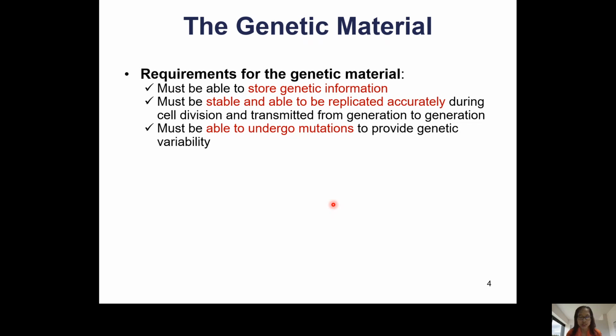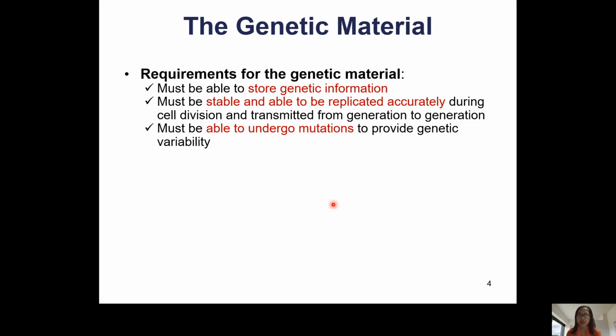Especially during cell division, and because we know that DNA is located in the nucleus of our cells, it can be transmitted from generation to generation, like what Ferdinand and Irene said. And the third one, it must be able to undergo mutations to provide genetic variability. That's why we can see many variations, for example, in the color of our hair and skin, the height of our body, the color of the flower, and everything else, okay? Because this third requirement should be fulfilled.